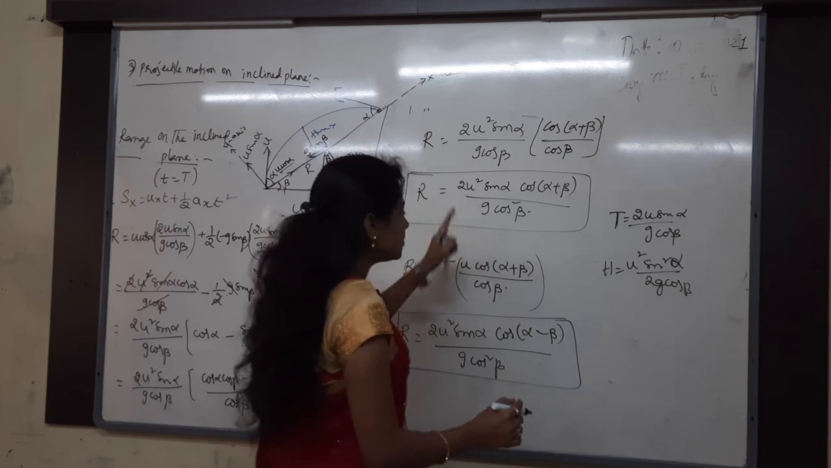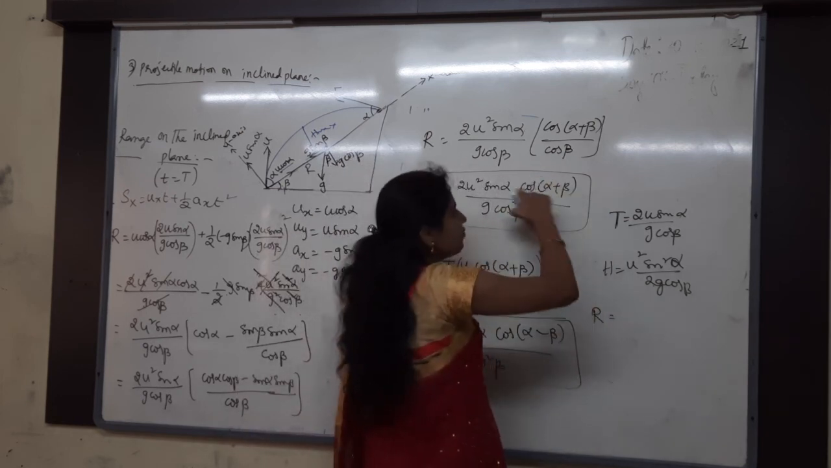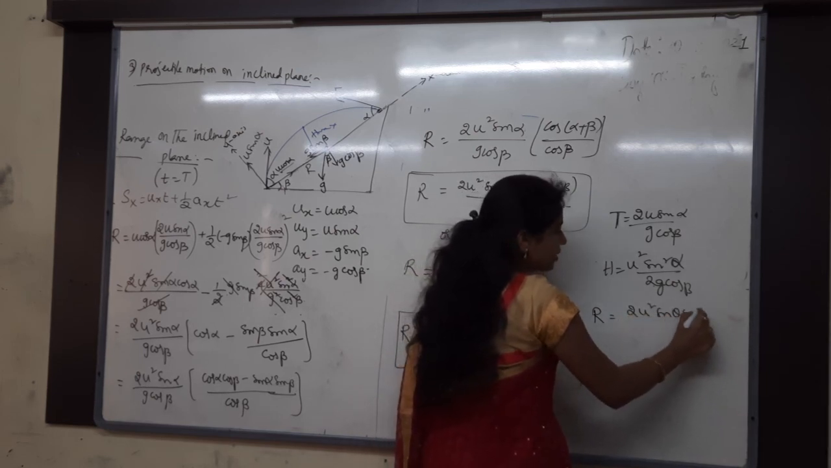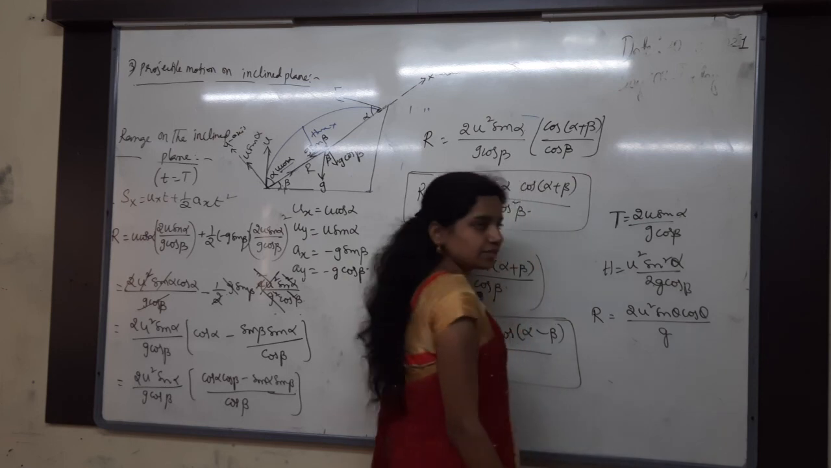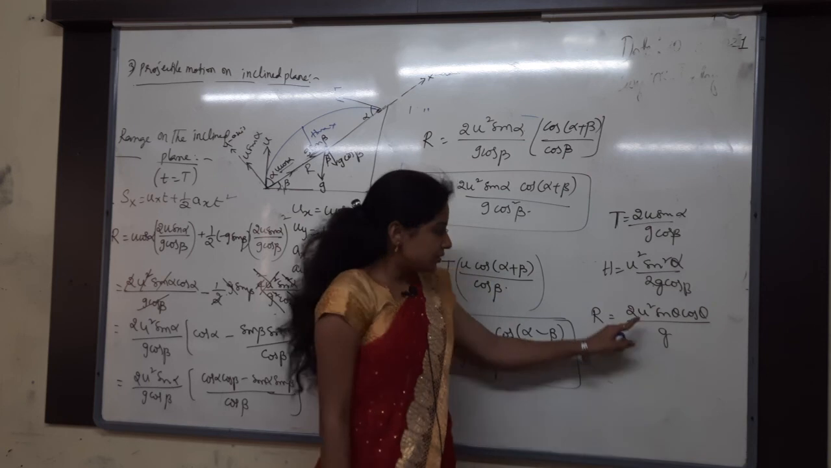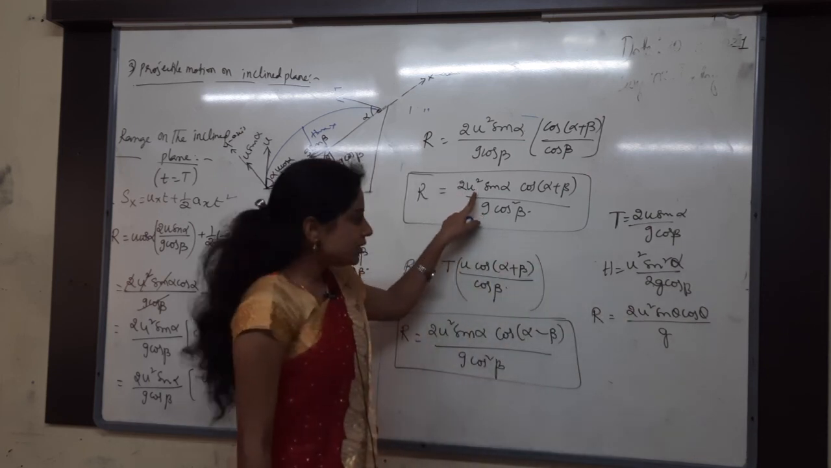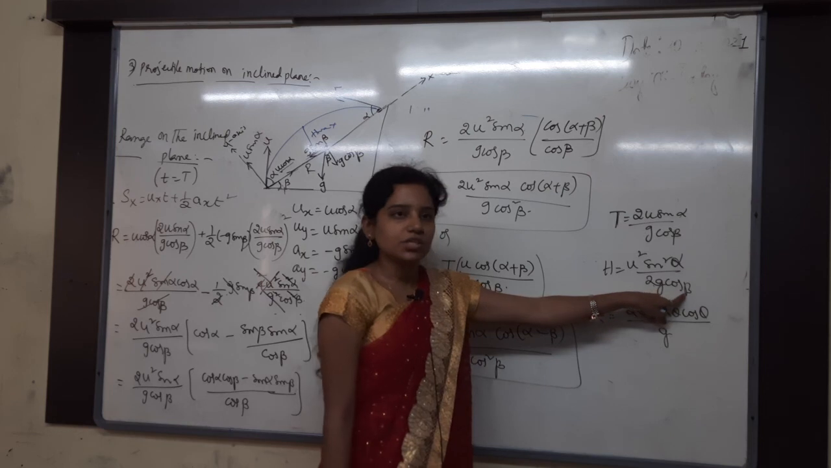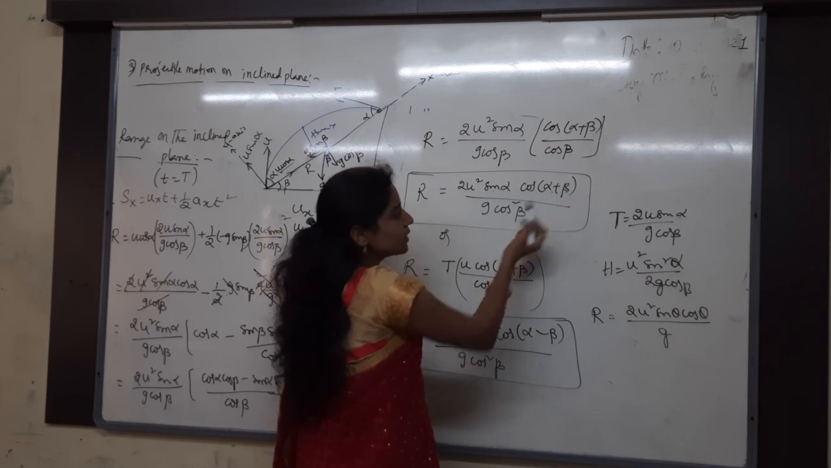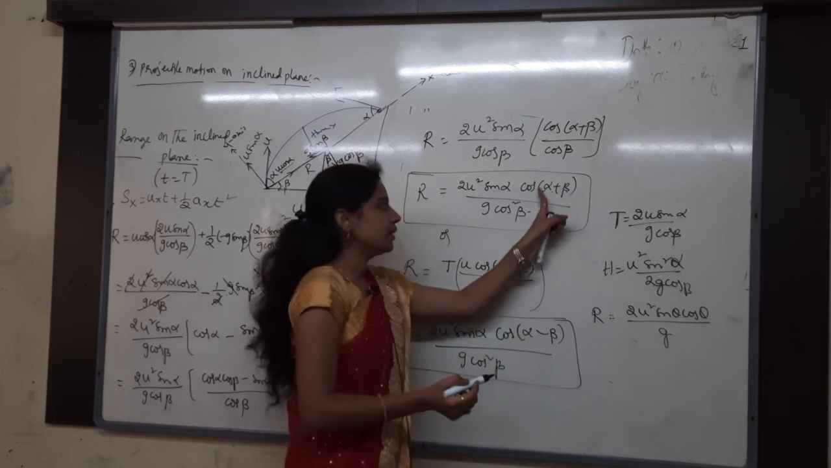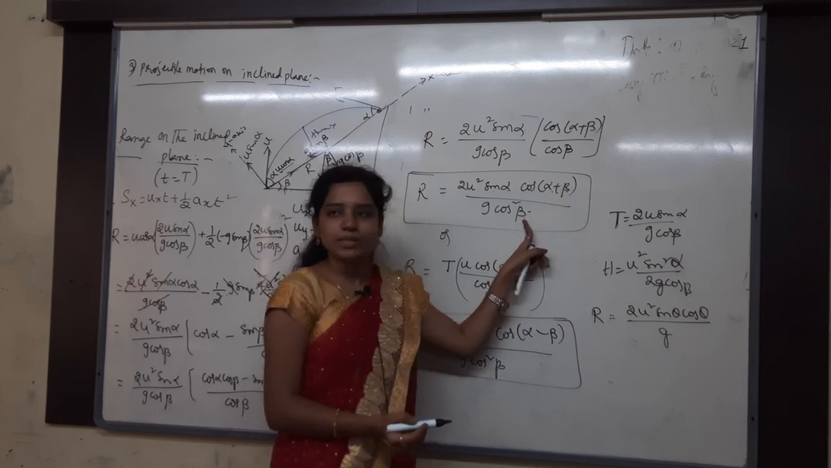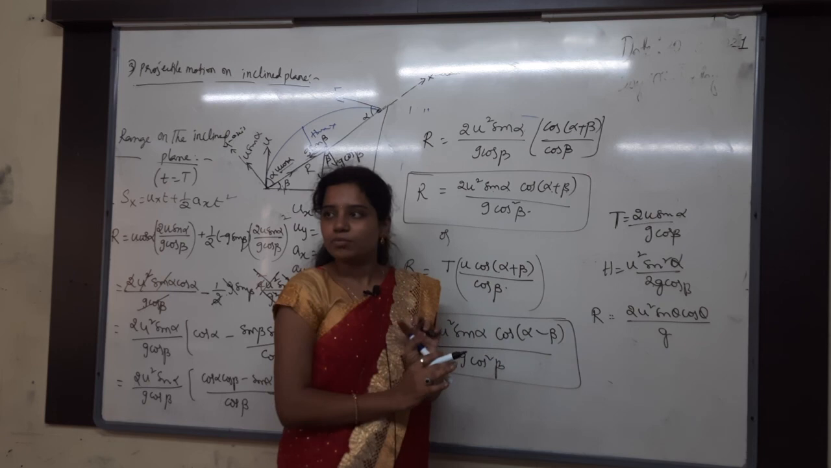Then for the range, what is the general formula? R is equal to 2u square sin theta cos theta by g only. 2 sin theta cos theta will be sin 2 theta, so 2u square as it is. G is there, so immediately what will we get? g cos beta extra. So sin alpha is there, but cos(alpha plus beta). Here we are getting extra cos beta, and here also we are getting extra cos beta. In addition here, in multiplication there. That's it. That is how you can remember shortcut formulas.